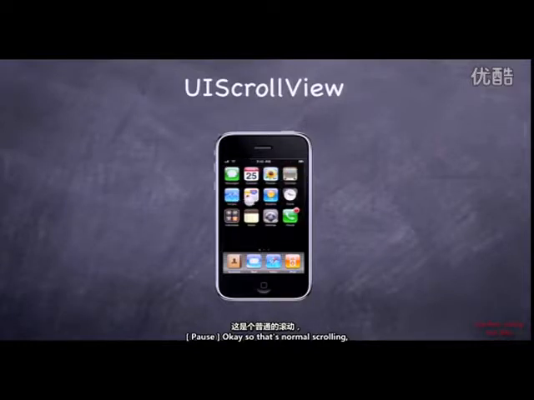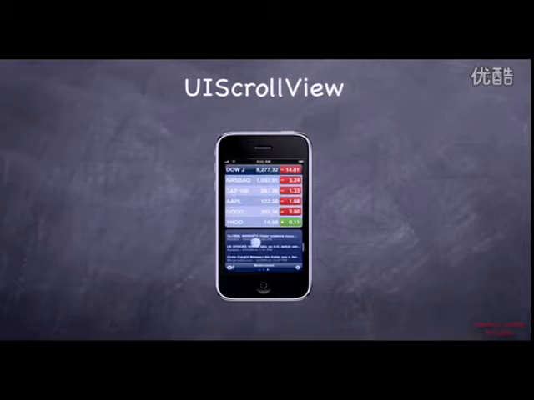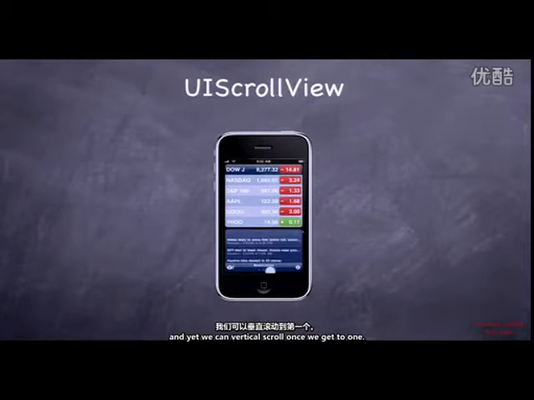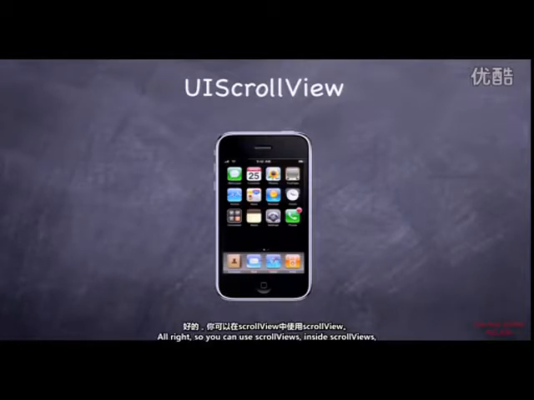Okay, so that's normal scrolling, but that's just vertical scroll bars inside horizontal. And then here's another one where we've got horizontal scrolling, and yet we can vertical scroll once we get to one. See what's happening there? All right, so you can use scroll views inside scroll views.